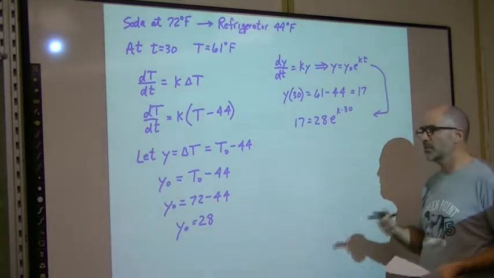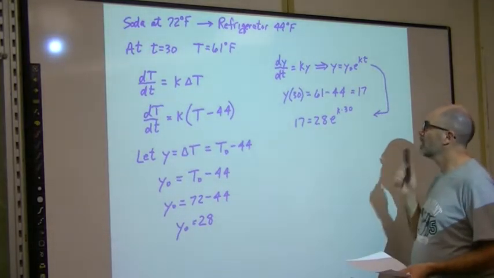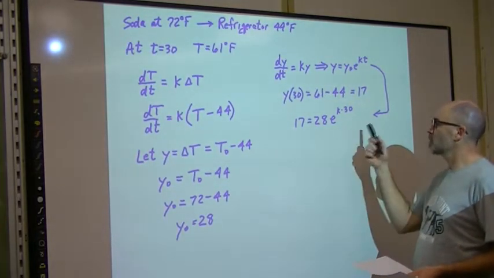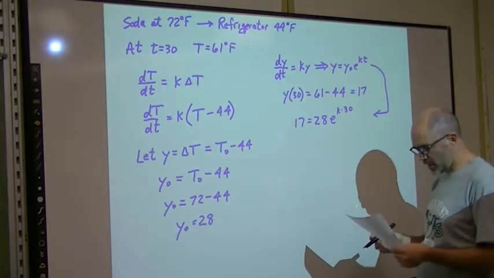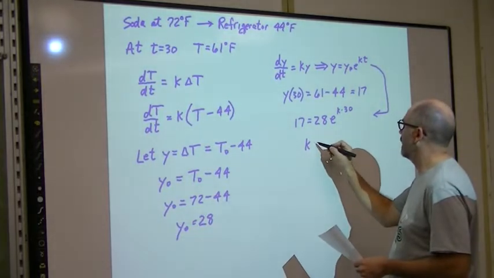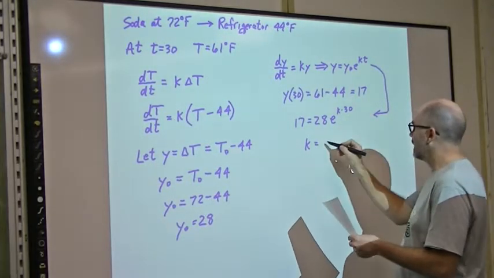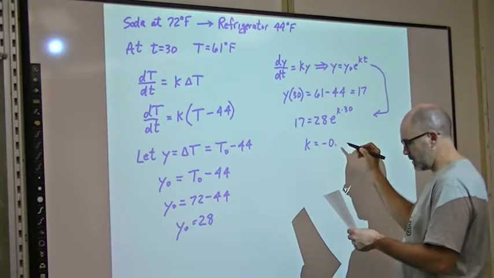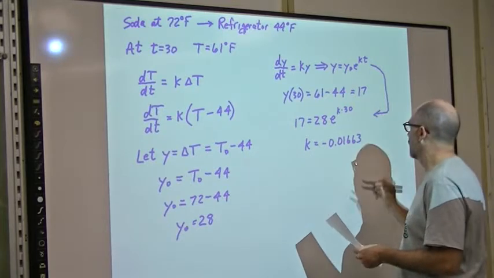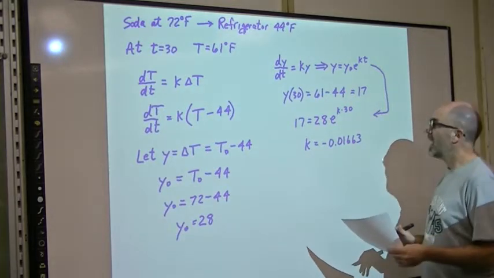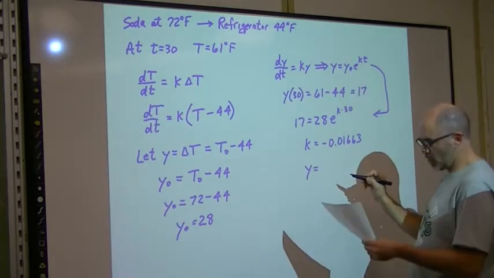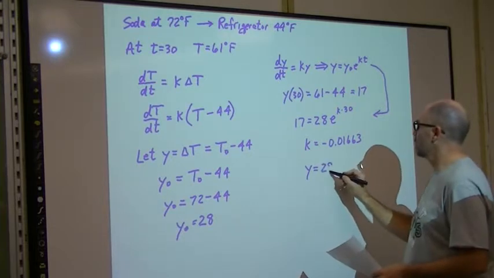You should be seeing this pattern, how we work this. So we're going to solve for k by dividing by 28, taking the natural log of both sides, and then dividing out the 30. So k ends up equaling approximately negative 0.01663. Okay, so now I have the equation y equals y sub 0, which is the original temperature difference.